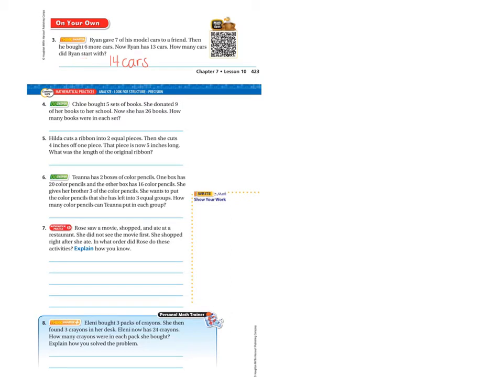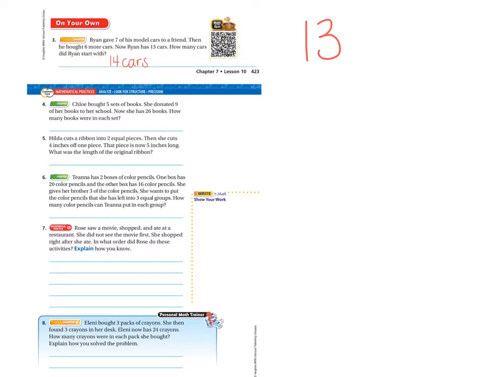So when we work backwards, we want to look at this last sentence right here before the question. Now Ryan has 13 cars. That's where we're going to begin, and we are going to work backwards to figure out how many he started with. So let's start with the 13 cars Ryan has now. Now look carefully at this problem. It says that he bought 6 more cars.